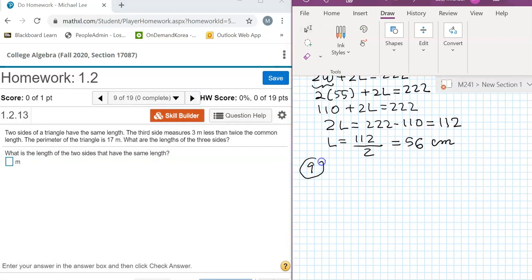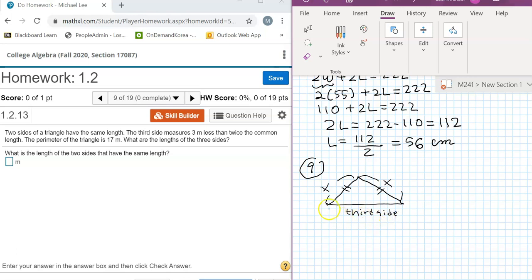Number 9: two sides of a triangle have the same length. The third side measures 3 meters less than twice the common length. What that means, we have what we call an isosceles triangle. Okay, so two sides are equal, same length, and this is the third side. So if I call this x, this is the third side.